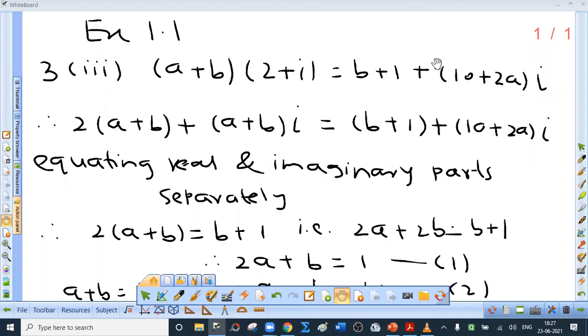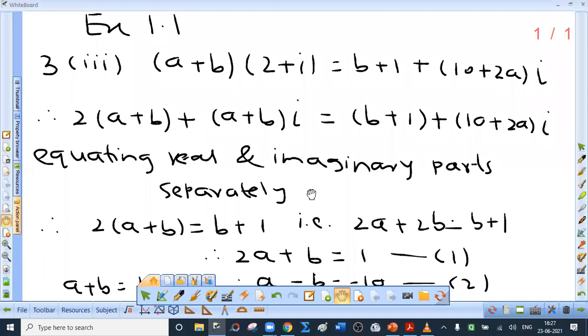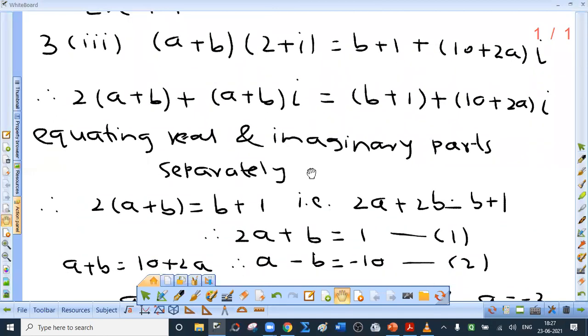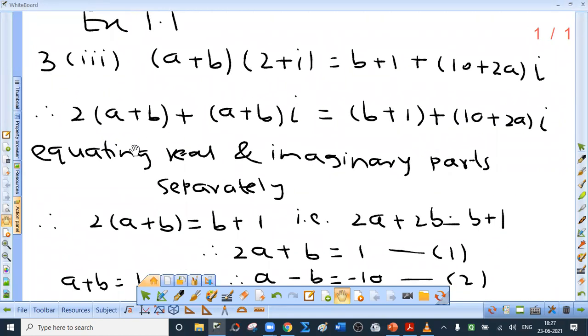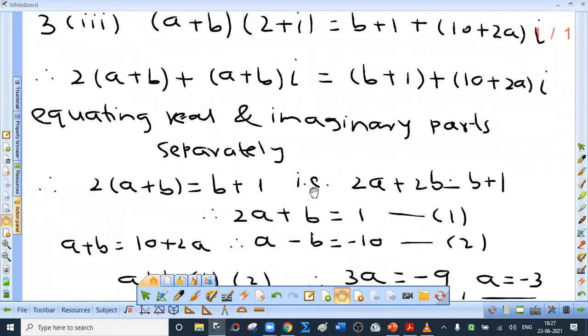Exercise 1.1, third question, third part. Actually, the question is: find a and b if. See, LHS and RHS are to be written in which form? a plus ib, so that we can equate real and imaginary parts separately. So the real part is 2 into a plus b on LHS, and the imaginary part is just a plus b. RHS is already in that form.